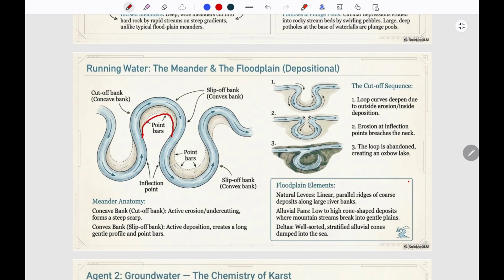And other depositional features are floodplains, natural levees, and point bars. I have discussed this. What are natural levees? This is the river, and here they are like natural embankments.